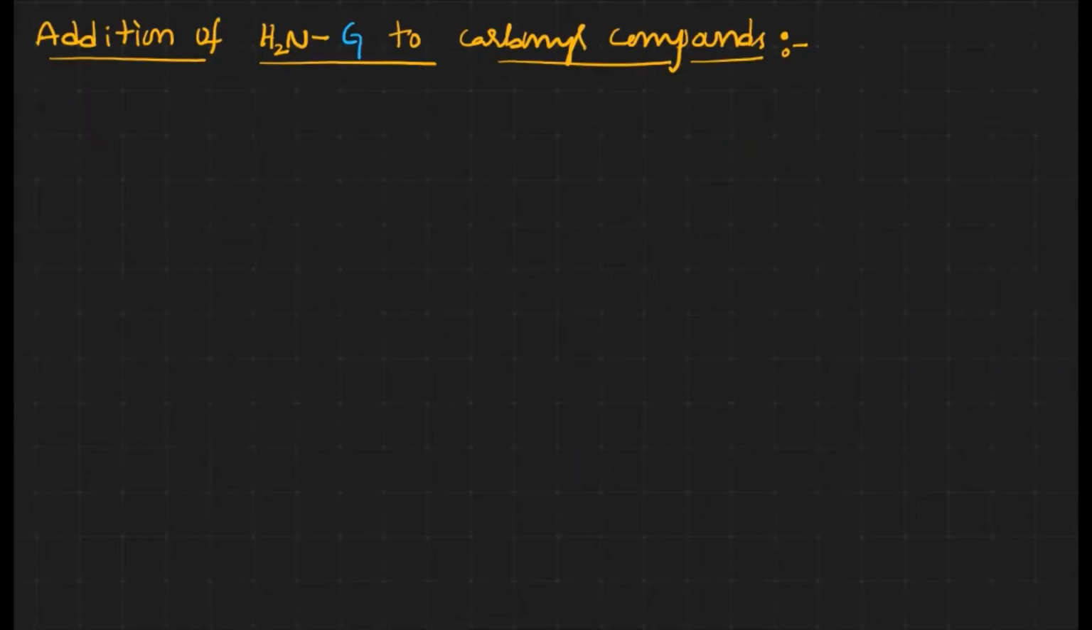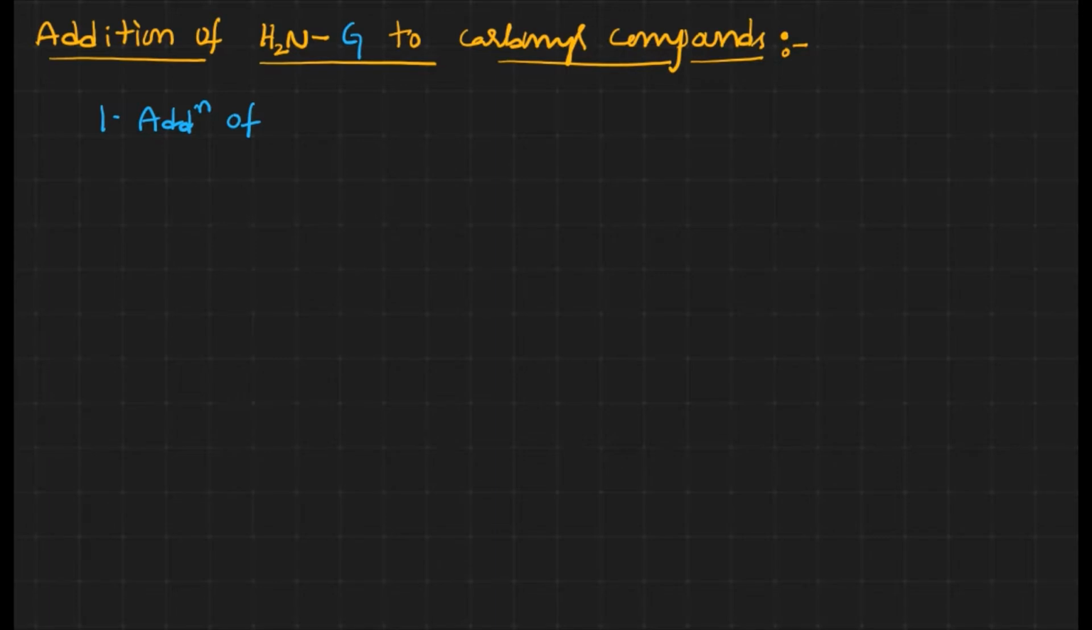Hello friends, in this video I am going to discuss an important concept called addition of NH2G. G means any group, right, to carbonyl compounds. It seems like something different over there, but it's a common thing. First let me give you an introduction to this with a simple example. Let me take the first example as addition of ammonia to carbonyl compound.